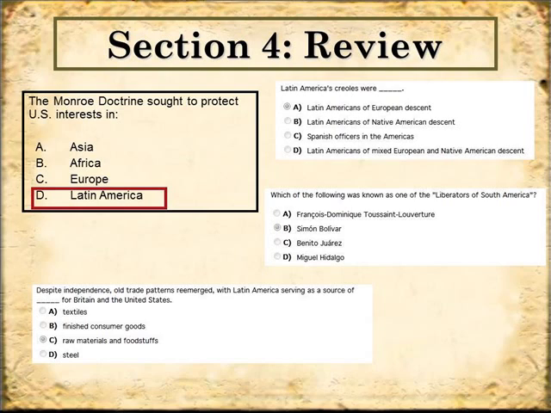And here is our Section 4 review. The Monroe Doctrine sought to protect U.S. interests in all of Latin America. Latin American Creoles were Latin Americans of European descent. Which of the following was known as liberators of South America? Simón Bolívar. And then, despite independence, old trade patterns reemerged with Latin Americans serving as a source of raw materials and foodstuffs for Britain and the United States.